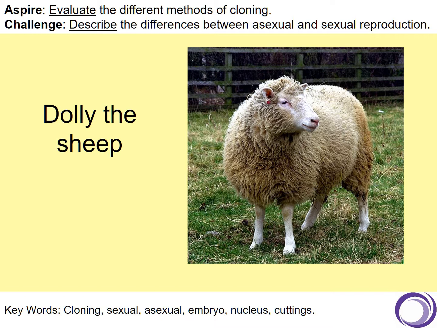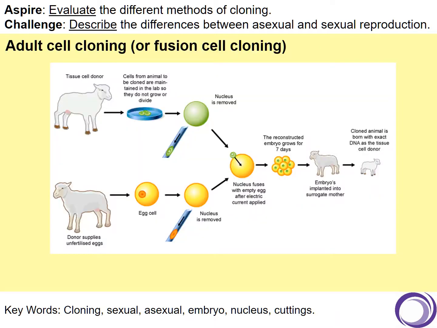She was the only success after hundreds of attempts. And the method of cloning is called adult cell cloning. This cloning method is tricky and it's unreliable, but scientists do hope that it becomes easier in the future. Adult cell cloning is sometimes called fusion cell cloning. But for the purpose of GCSE, we're going to stick to adult cell cloning.